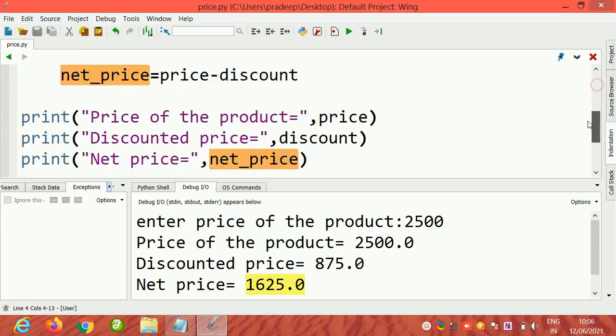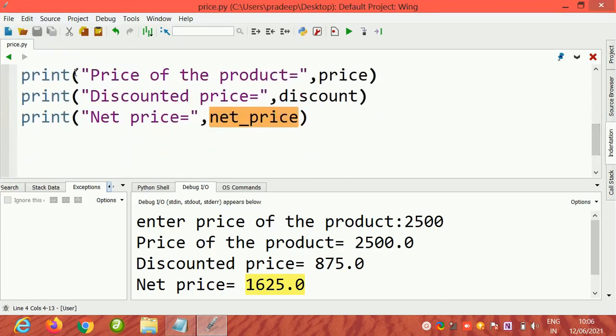Now we have to print all values. Now print price of the product equals to price, then print discounted price equals to discount, net price equal to net price. So this is the output. Your price of the product is 2500, discounted price is 875, and your net price is 1625. So thank you very much.